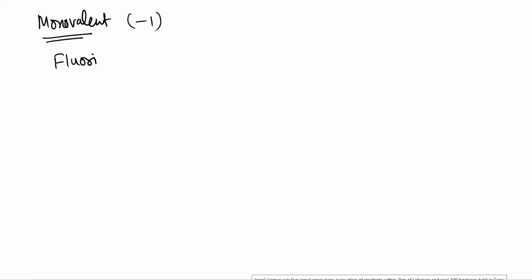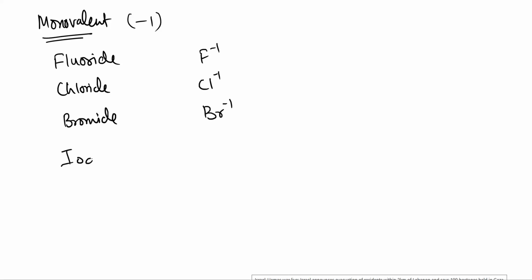So wait a minute. Okay. So if I'm having fluoride, so you will write fluoride, and this is F-1. Okay. Then this is chloride. This is Cl-1. Okay. Then bromide, that is Br-1. Then iodide, I-1. Okay. Then fluoride, chloride, bromide, iodide.